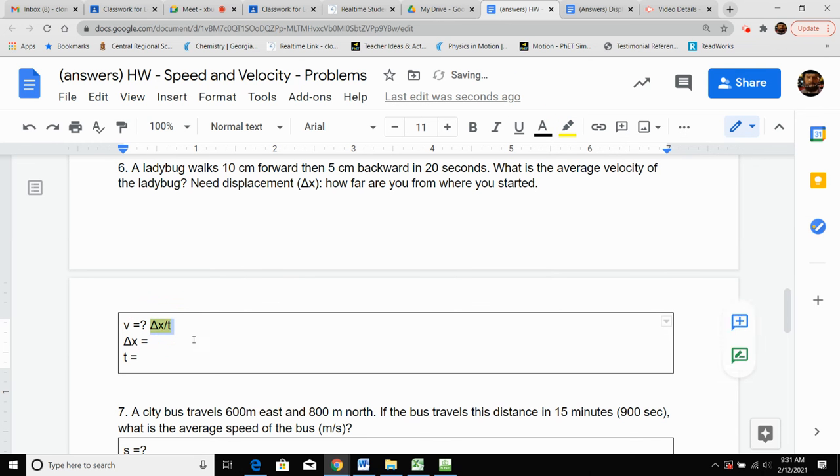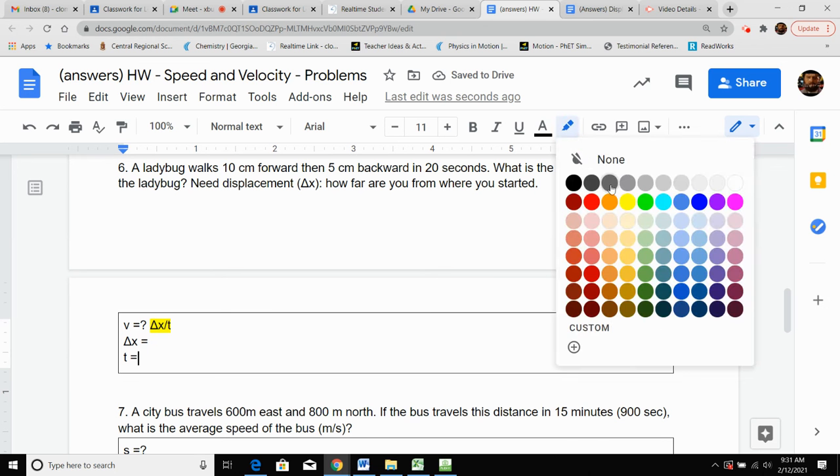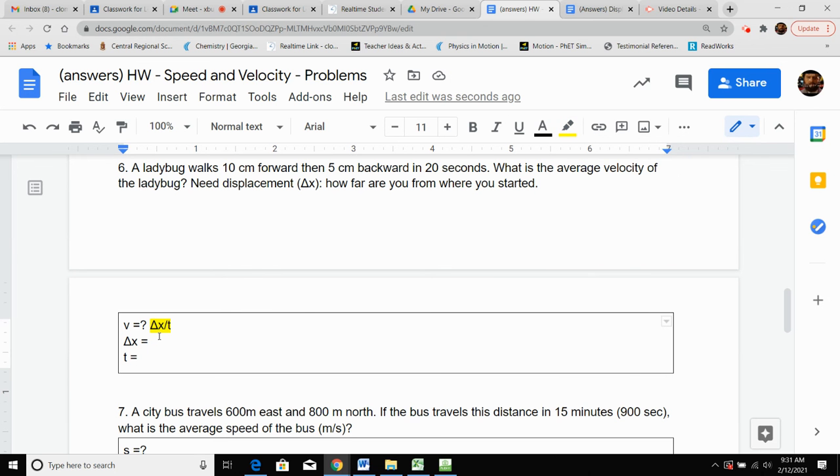I like to have all my answers here highlighted in yellow just because it makes it pop. It's easier to see. Heck yeah. That would be awesome. I appreciate it if you did.